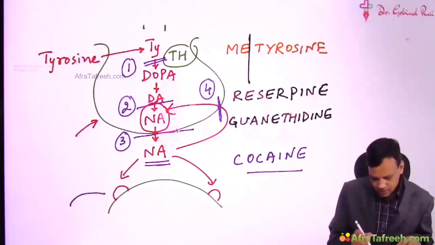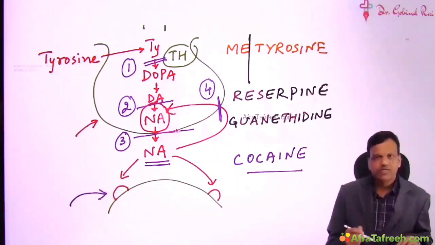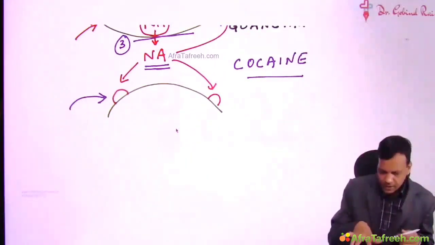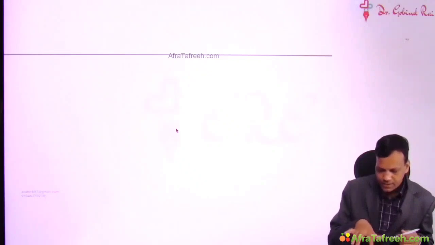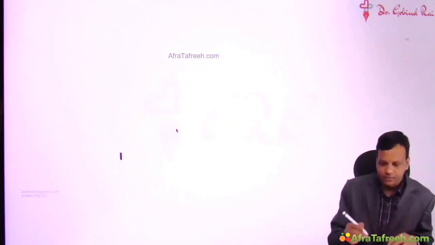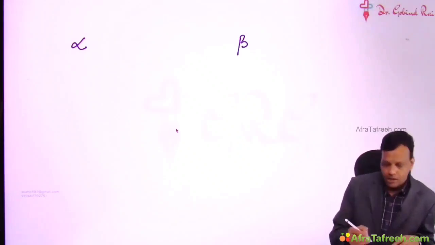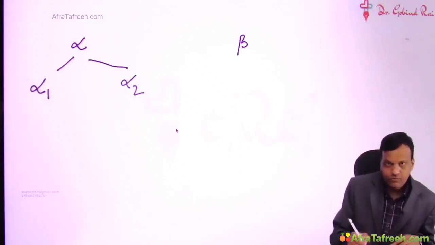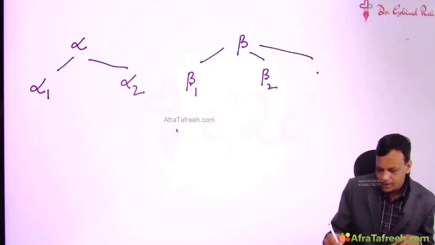Now the next thing we need to discuss is the receptors, because noradrenaline will finally act on receptors. Receptors of the sympathetic system are of two main types. These are alpha receptors and beta receptors. Alpha receptors are further of two types, alpha 1 and alpha 2. And beta receptors are of three types, beta 1, beta 2 and beta 3.